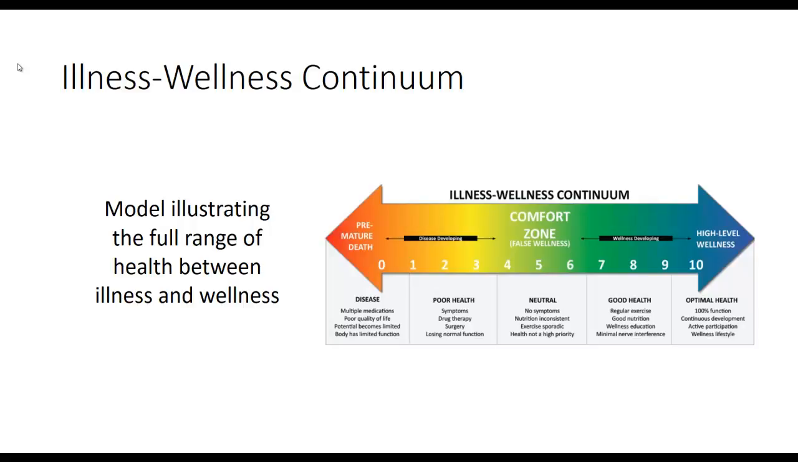This is a model that illustrates a full range of health between illness and wellness, and this is a helpful tool to look at your behavior, or if you're studying the topic in general, to look at behaviors in general, and to determine whether the choices people are making place them closer to a high level of wellness or unhealthiness, which can lead to premature death.